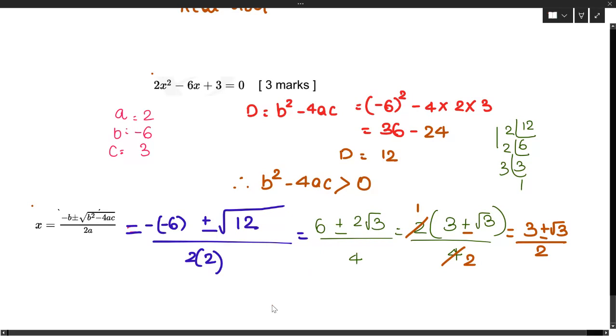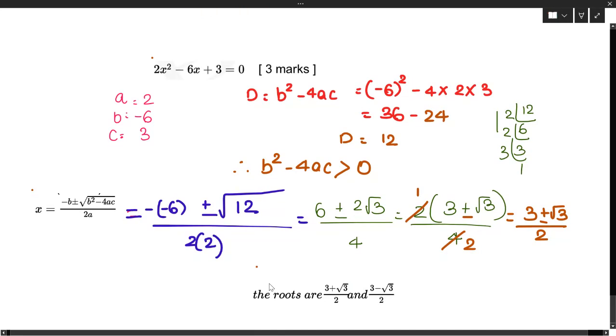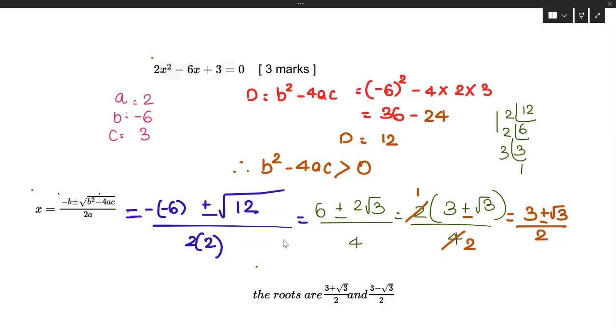No, no, no, because 6 is with an addition there. Okay, so we can conclude that if it is with multiplication, then only we can perform that division. Yeah. 3 plus root 3 upon 2 and 3 minus root 3 upon 2. If you want, you can take this sum because this is a case of real and distinct roots. And while solving, if you find any problem, just let me know.